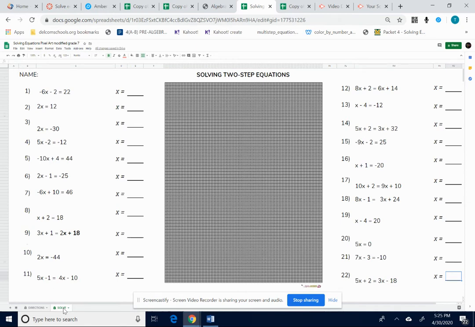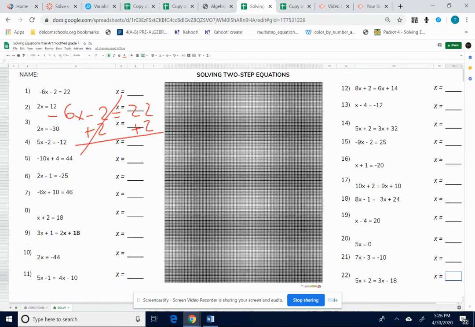Let's do number 1 and 12, just to get two examples. Problem 1: negative 6x minus 2 equals 22. Of course, you can't write on your screen like I am, so just use scrap paper. First, look for x's on both sides. There isn't any. Next, look for anything added or subtracted to x. There's a 2 that's subtracted. I'm going to add 2 to both sides to get rid of the subtracted 2.